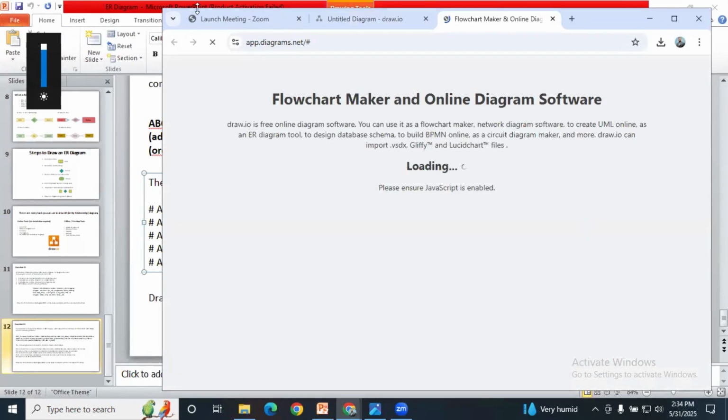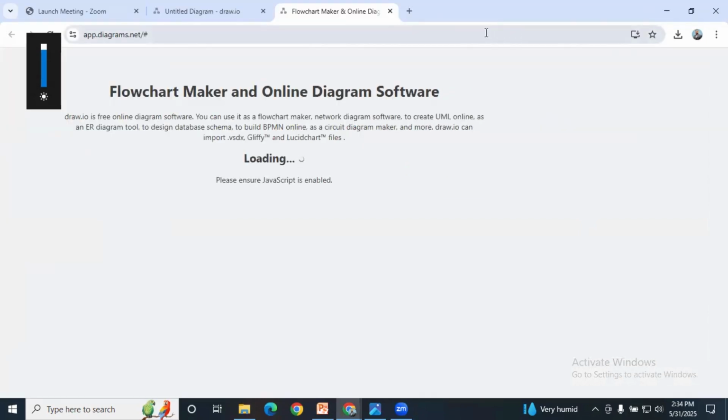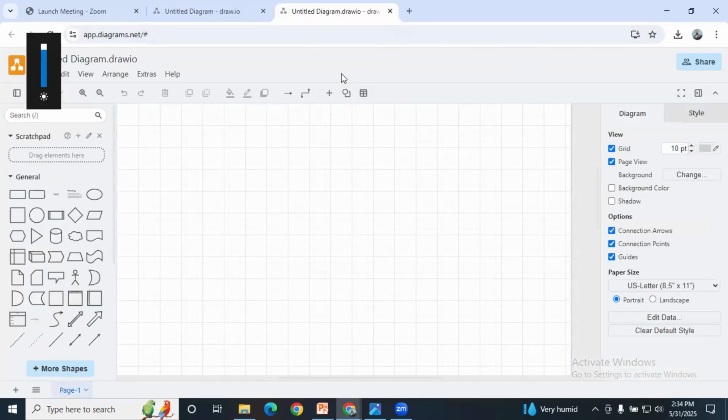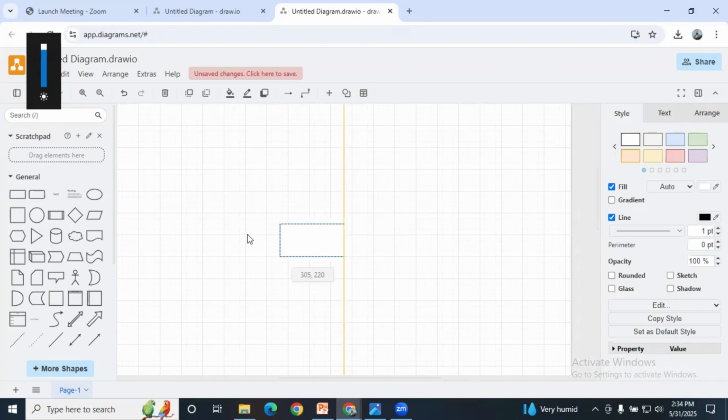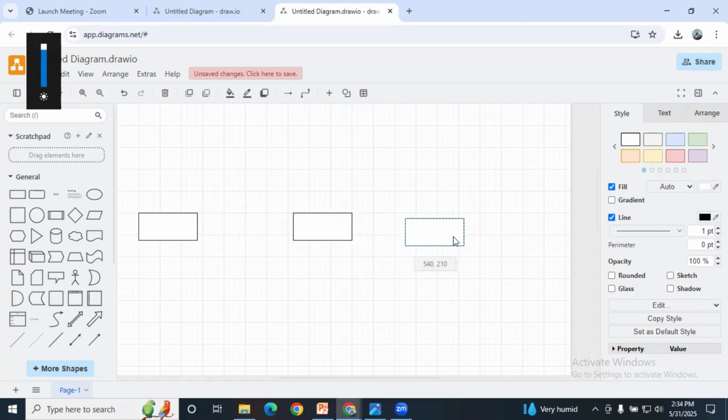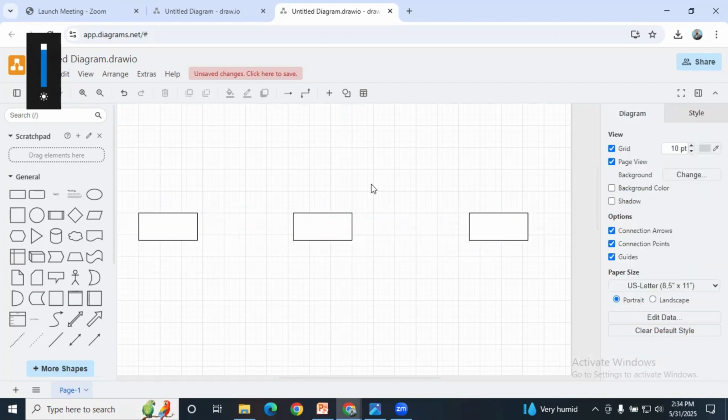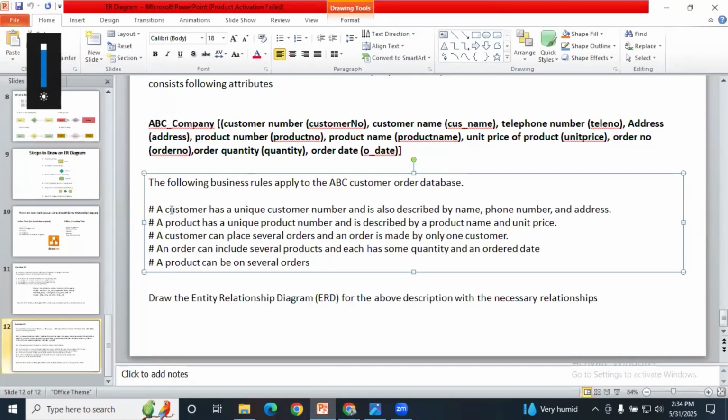Create a blank page. Okay, in here you can get a rectangle shape first. You can identify there are three types of entities: first, second, and third. So in here you can assign customer, product, and order.